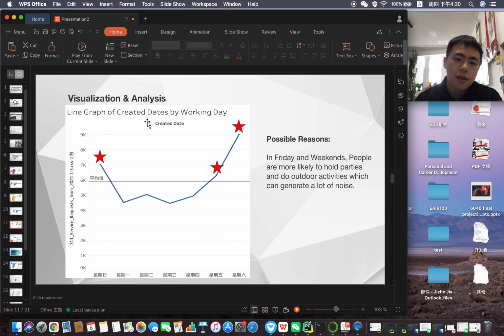Here is a line graph of created days by working day. We can find Sunday, Friday, and Saturday, which are non-working days. I think the possible reasons are people are more likely to hold parties and do some outdoor activities which can generate a lot of noise.